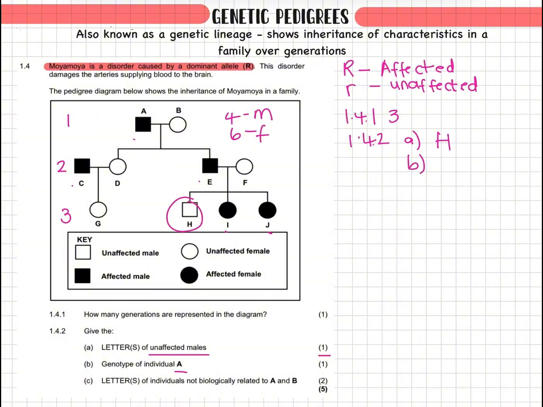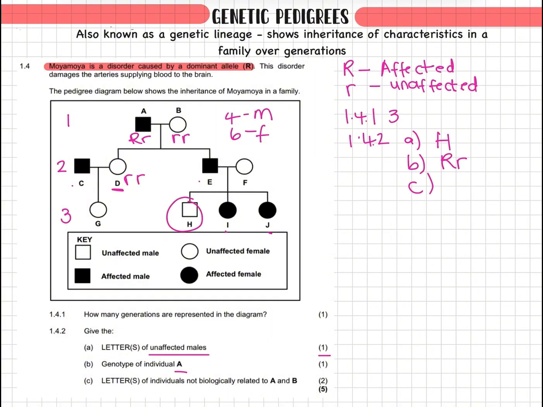So with the next question, the genotype for individual A, firstly looking at B, they are homozygous recessive, and D is also homozygous recessive. It means that A passed on a recessive allele to D, which makes individual A heterozygous.